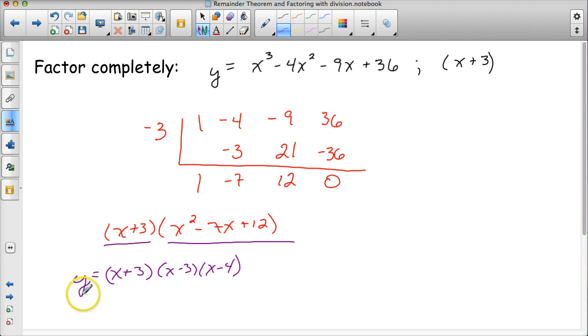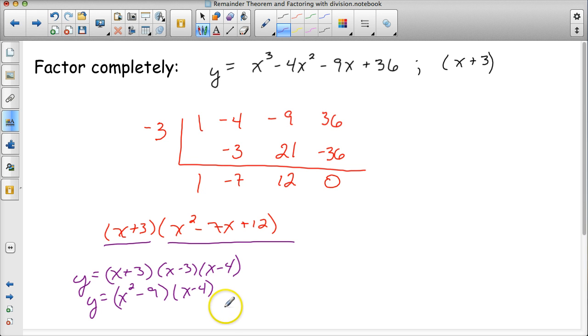Y equals x cubed minus 4x squared minus 9x plus 36. Or y equals the factors x plus 3 times x minus 3 times x minus 4. Now I can check my work here very easily. I notice that my first two factors here are a conjugate pair, x plus 3 and x minus 3. That means that when I multiply them together, I get the difference of two squares. So I'm going to multiply these, and I get y equals x squared minus 9. And I want to multiply that times x minus 4.